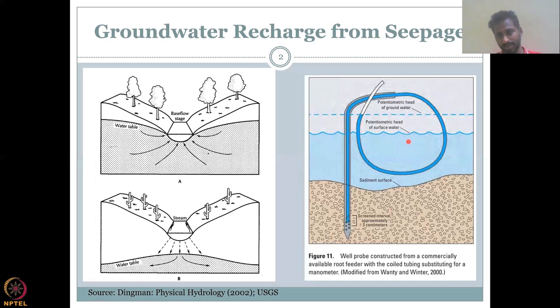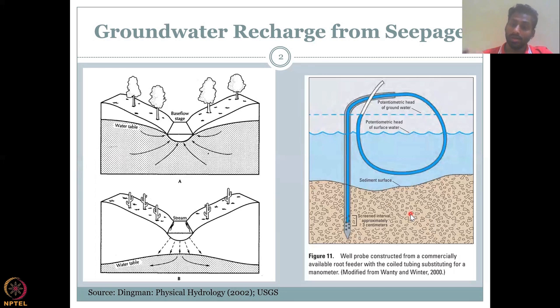So let's see how we can measure it. This is a method as given by Winter and promoted in the USGS book. USGS has a manual for all these different things: recharge estimation, discharge estimation, rainfall, etc. Most are used in Indian terms with slight modifications. So let's look at how recharge is estimated through seepage.